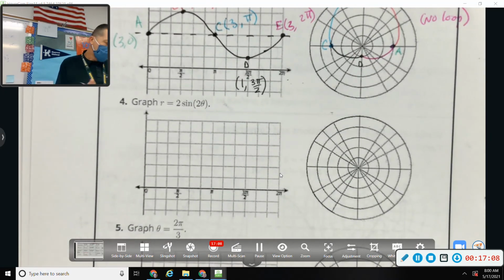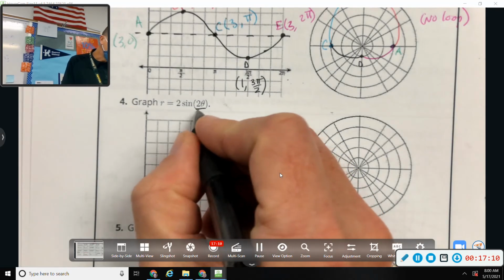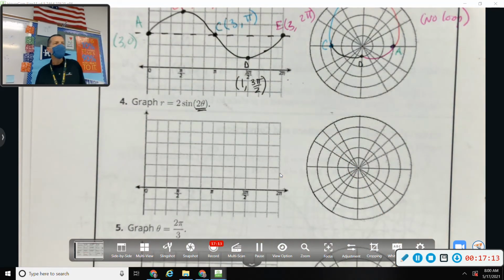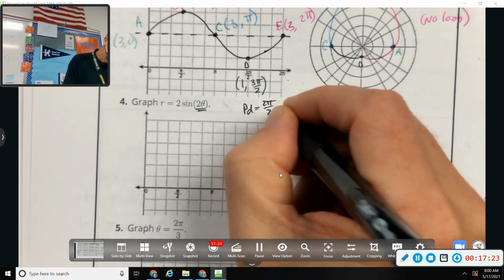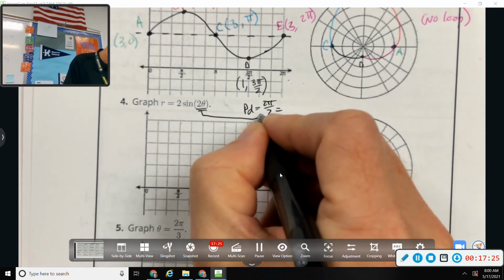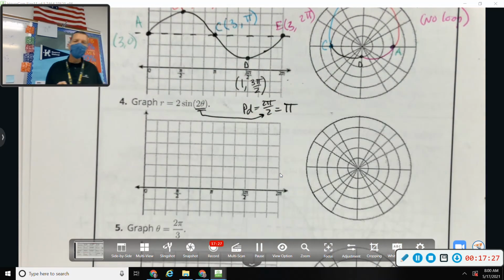All right, number 4. What does that 2 theta do? What does the 2 in there do? Roller coaster experts. Yes, changes the period. So this period is going to be pi. So let's see what happens.